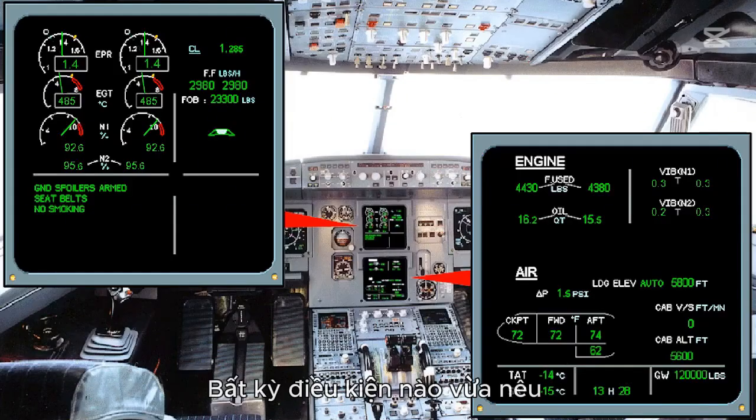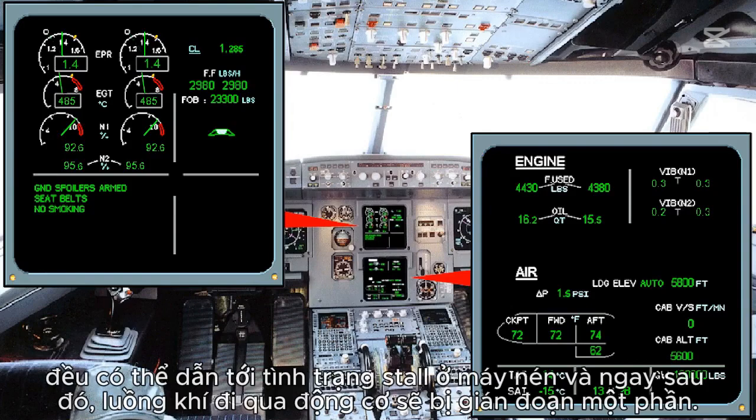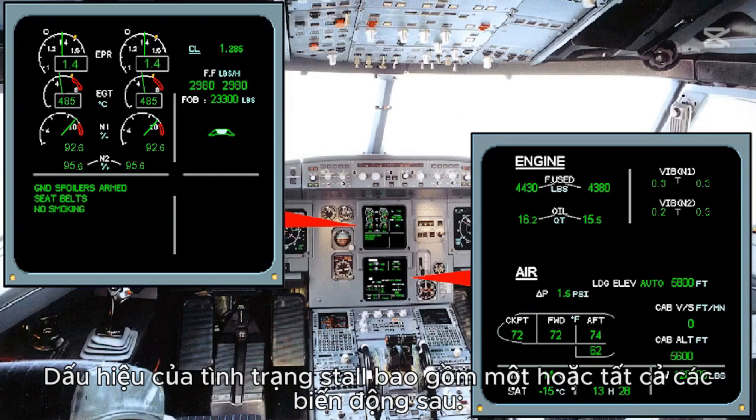Any of the conditions just mentioned can cause a compressor stall to commence, and as soon as it does, there is a partial breakdown of airflow through the engine. The indications of compressor stall can be any or all of the following.